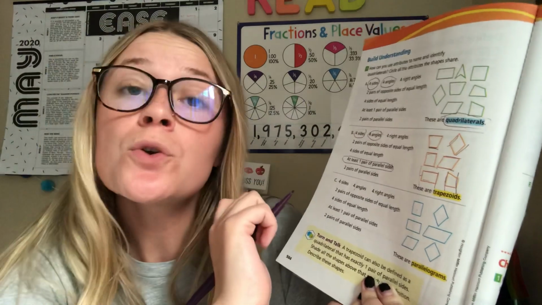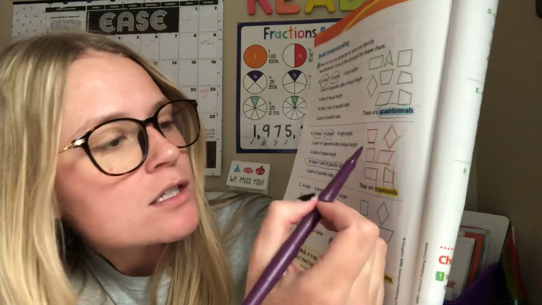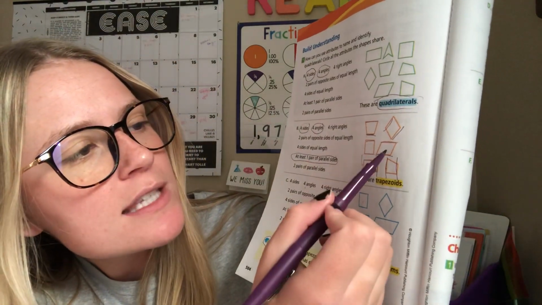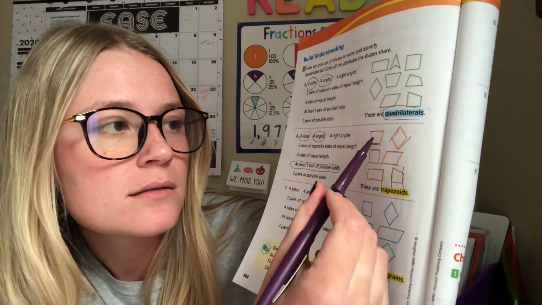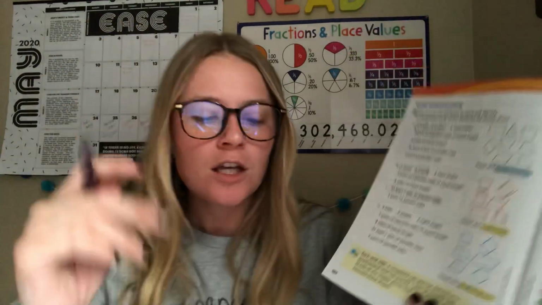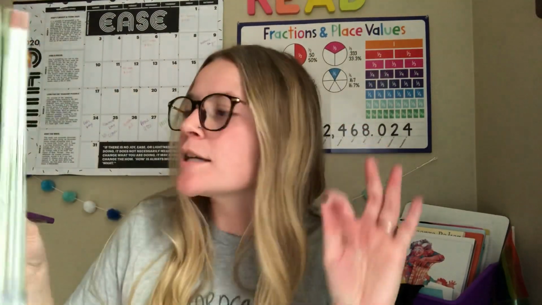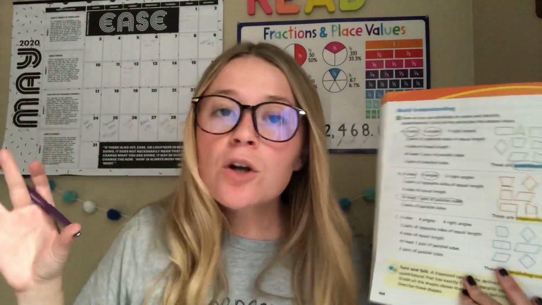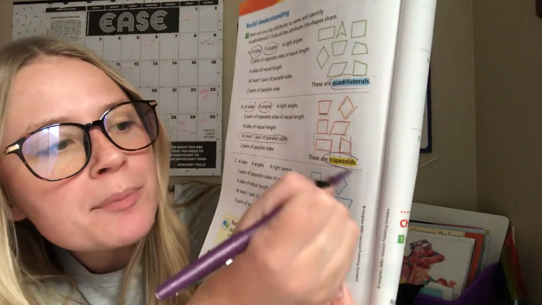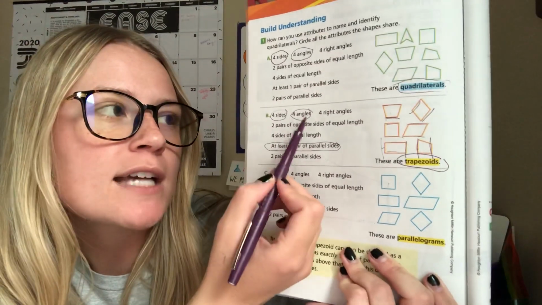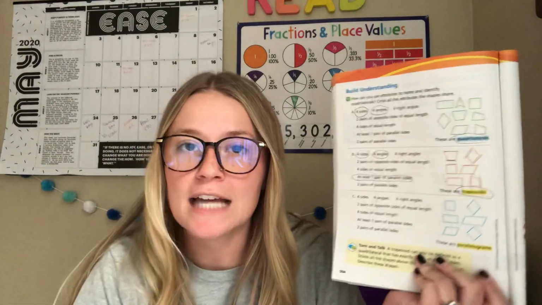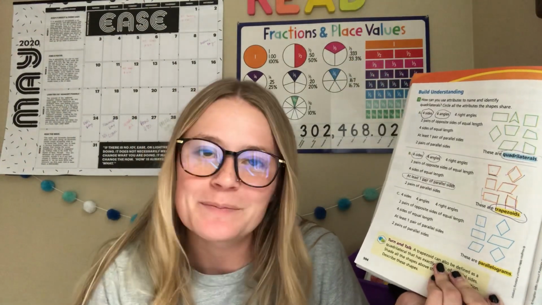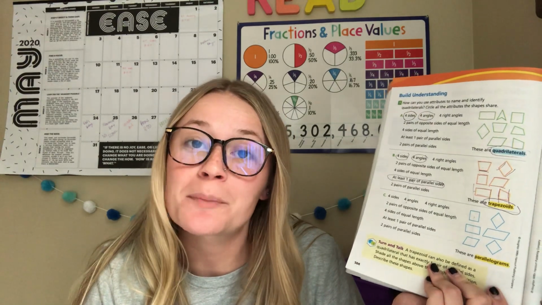Do they have 2 pairs of parallel sides? So this one does, this one does, that one does. This one does not, and this one does not. So no. So again, digging a tiny bit deeper, the only requirement for being a trapezoid is that you have 4 sides, 4 angles, and you have at least 1 pair of parallel sides. Okay, this next one is going to blow your mind.